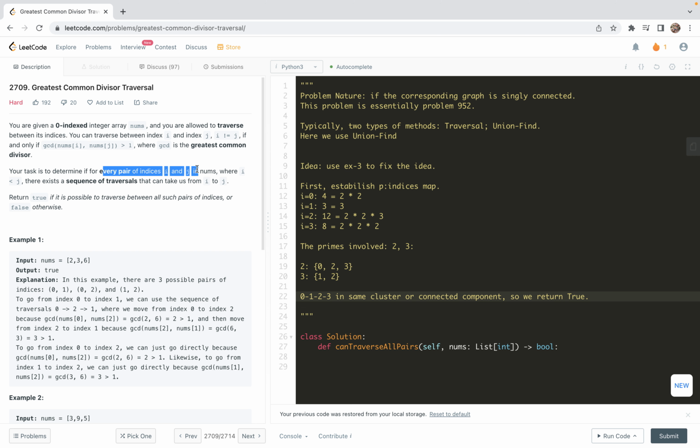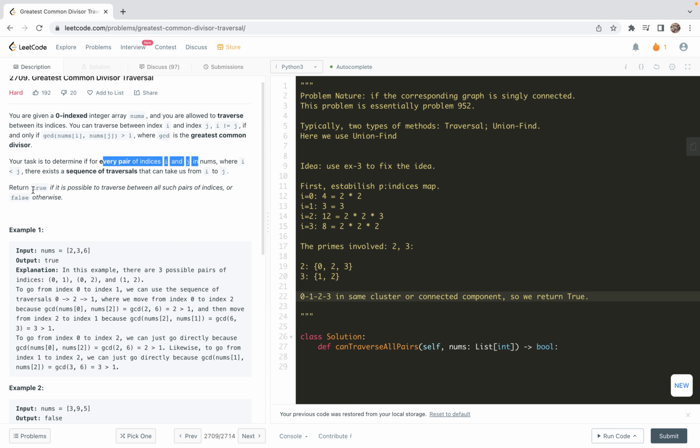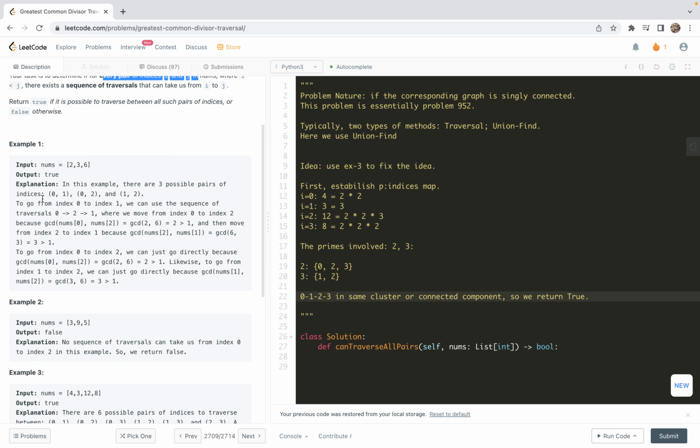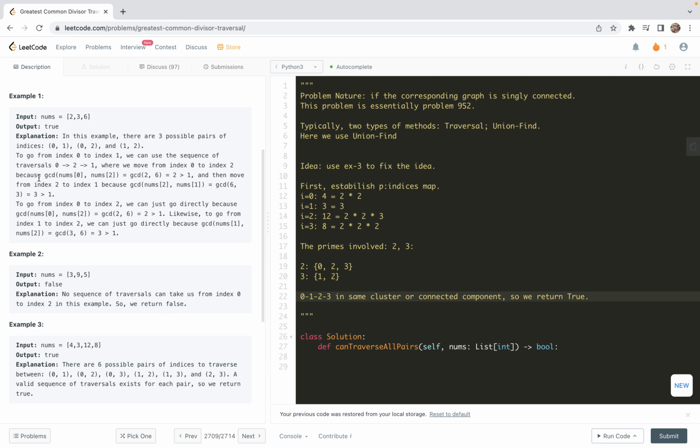We are given a zero-indexed integer array called nums, and we are allowed to traverse between two indices i and j if the corresponding elements at the two indices have GCD greater than 1. Here GCD is the greatest common divisor. Our task is to determine if for every pair of indices i and j, there exists a sequence of traversals that can take us from i to j.